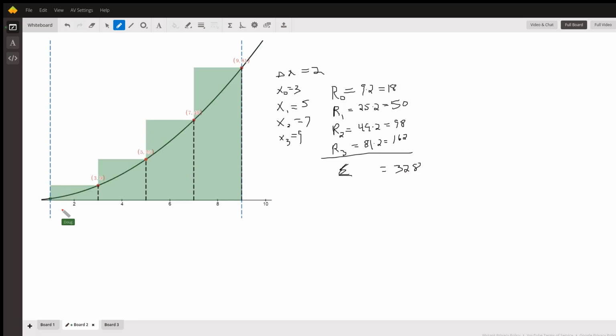If I go to board 2 and quickly talk about right-hand endpoints, the right-hand endpoint starts at 3. That helps us define rectangle 0, 1, 2, and 3. That gives us an overestimate for the true area. So the endpoints that we use are 3, 5, 7, 9. Here's the calculation, and we get 328.